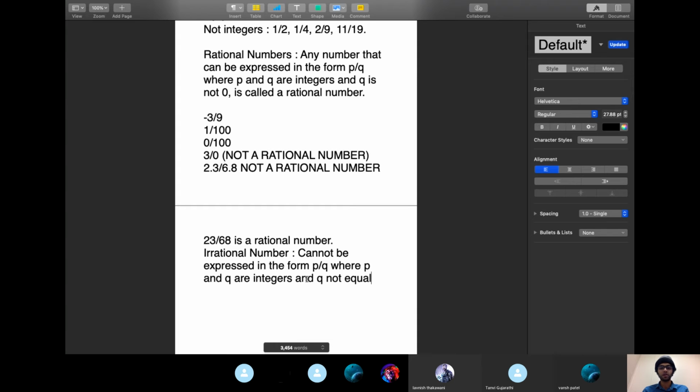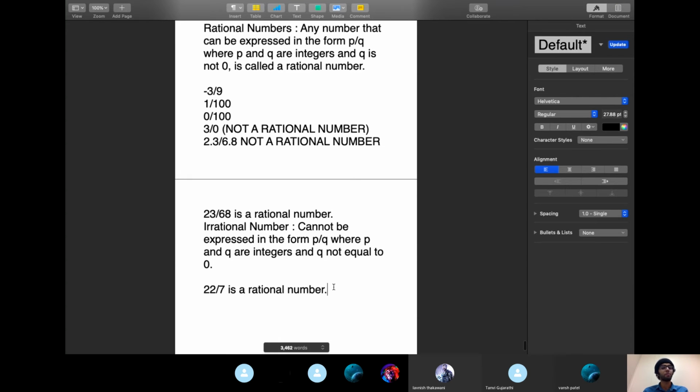Okay, the question is, is 22 by 7 an irrational number? It's not. It is a rational number. Remember, 22 by 7 is rational because the denominator and the numerator, both of them are integers and the denominator is not 0. So it's a rational number. However, is pi a rational number?